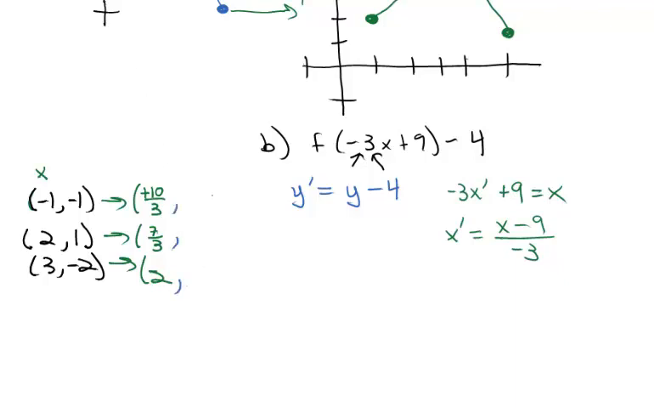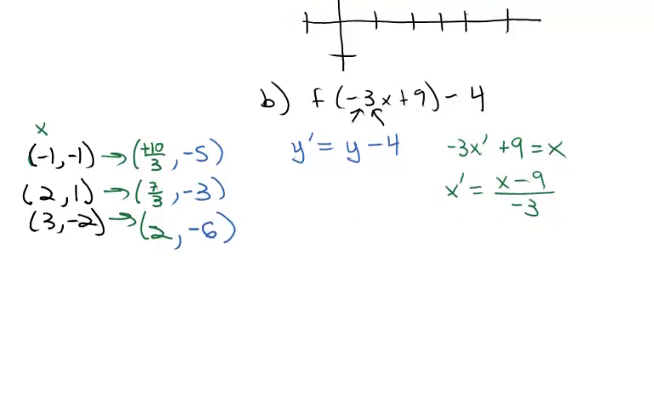The y-coordinate we're just subtracting 4 from. So -1 minus 4 is -5. 1 minus 4 is -3. And -2 minus 4 is -6. These are now the new points on our graph.